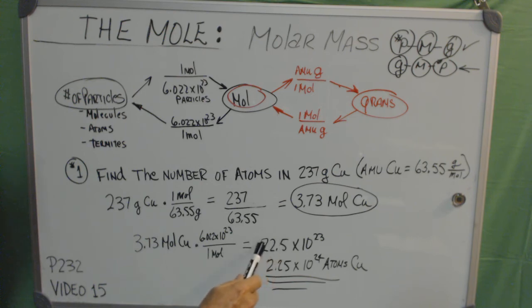If I divide this part of the number by 10, I've got to multiply this by 10, and thus I get 10 to the 24th. So 2.25 times 10 to the 24th atoms of copper is my final answer.